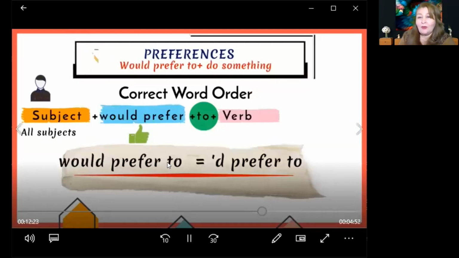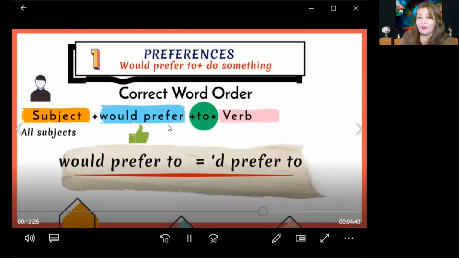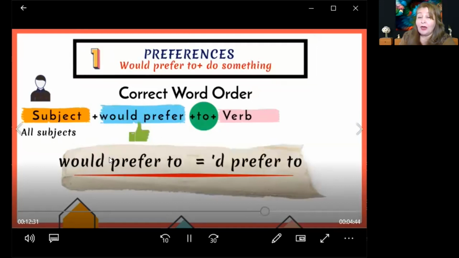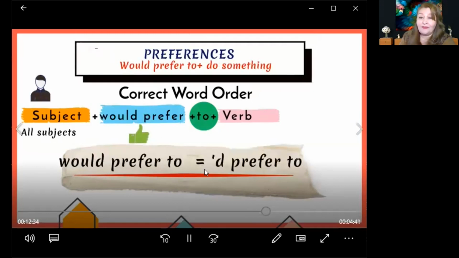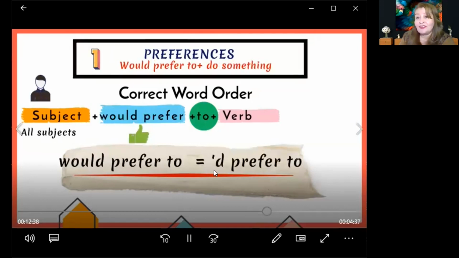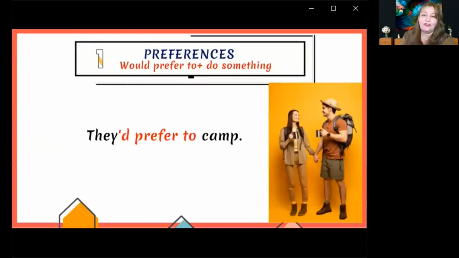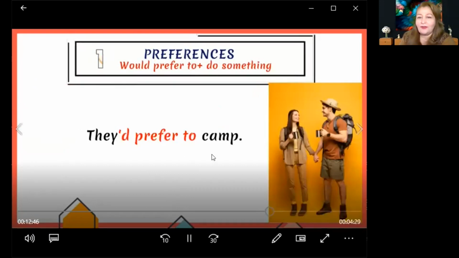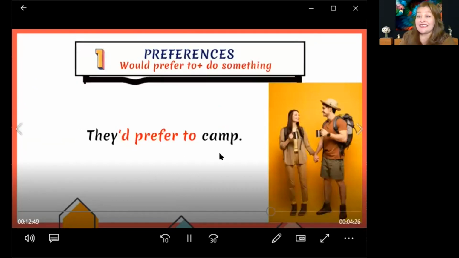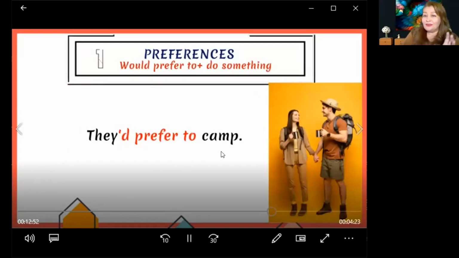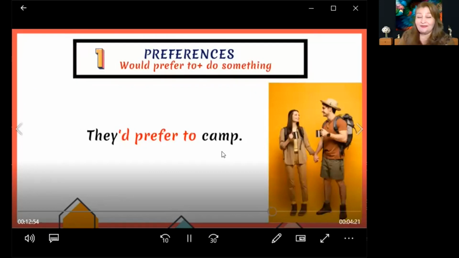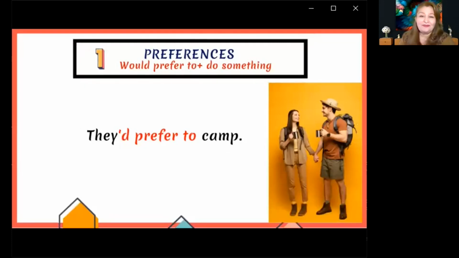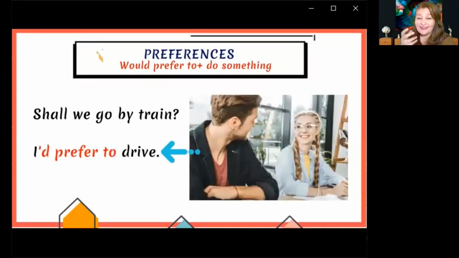When we use would prefer, we should add the preposition to here before the verb. Would prefer to, or I'd prefer to, she'd prefer to. You can also write the construction form. Look at this picture. They prefer to camp. This time, they prefer to camp. In general, maybe they can prefer going to the beach, but it's a specific time.